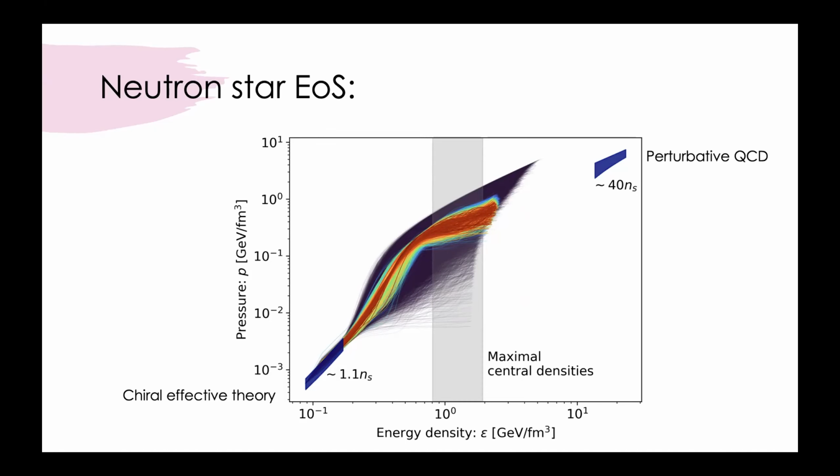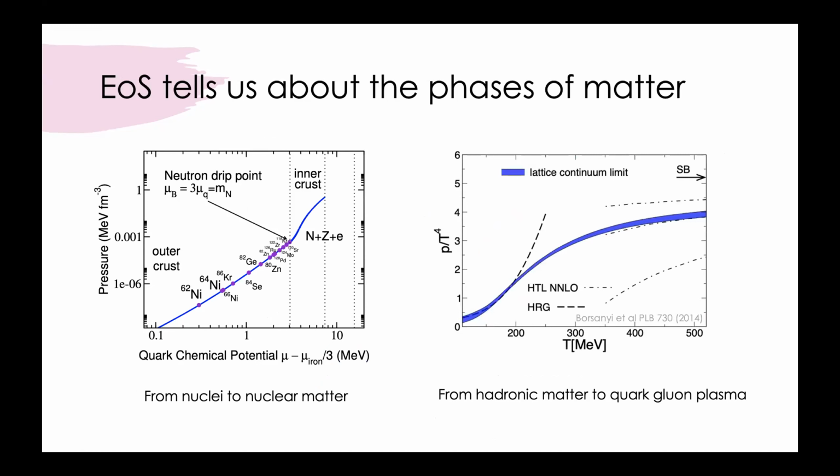Now, the equation of state is, of course, interesting in its own right. It's a fundamental property of QCD, but it is still just a function. Why I am really interested in the properties of the equation of state is the fact that the equation of state itself reflects the phases and phase structure of matter. And there's a couple of examples of such cases.